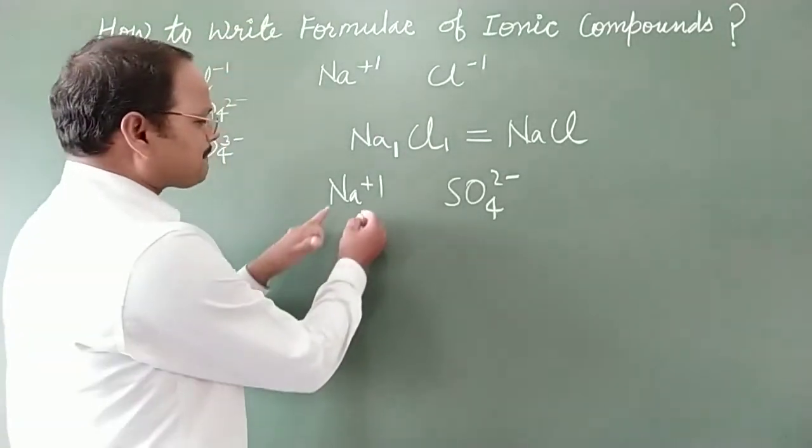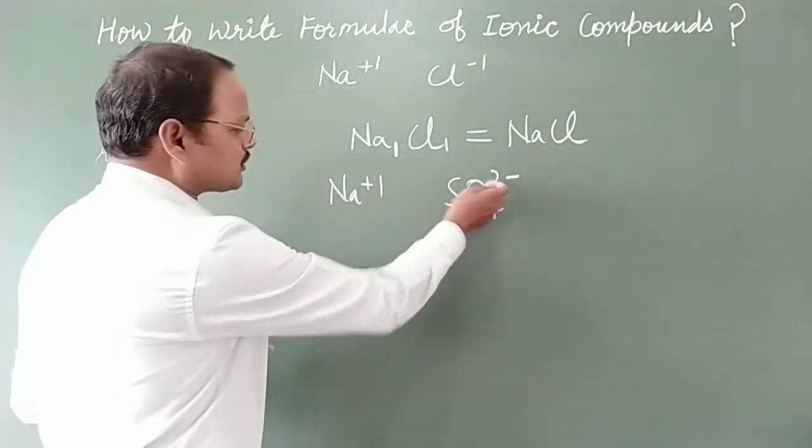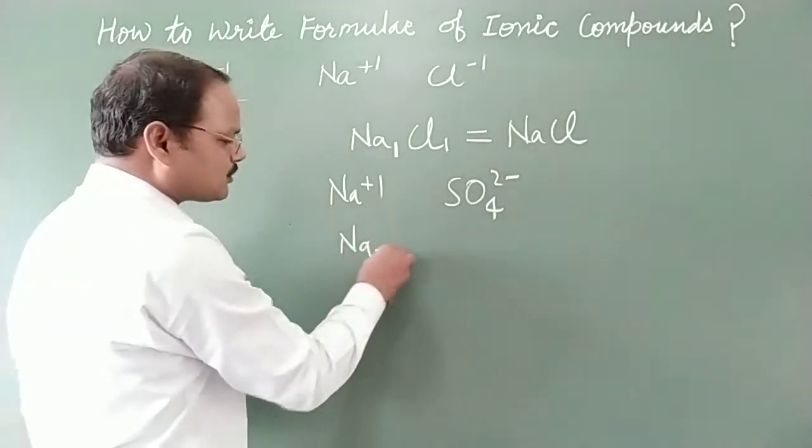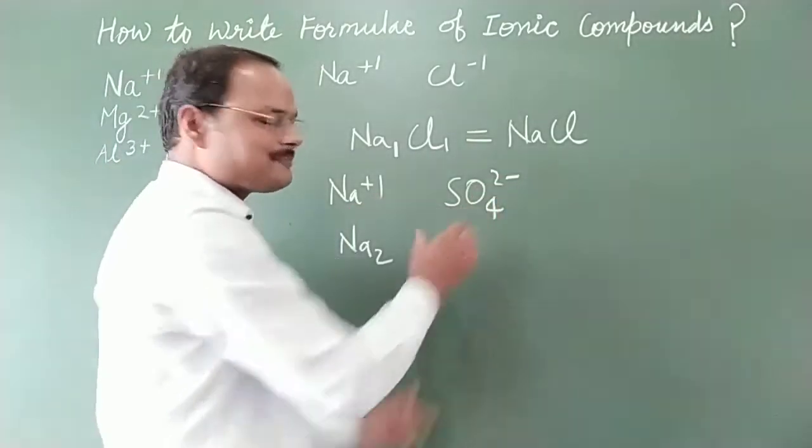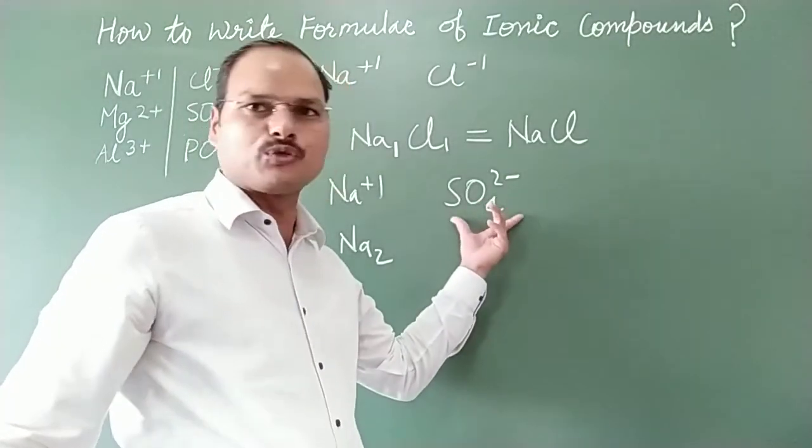So see here, interchange these values. 2 should be written here as Na2, and this 1 should be written with SO4.